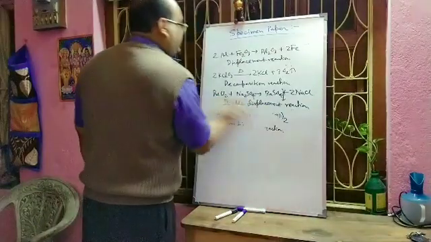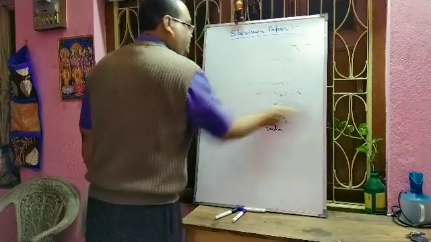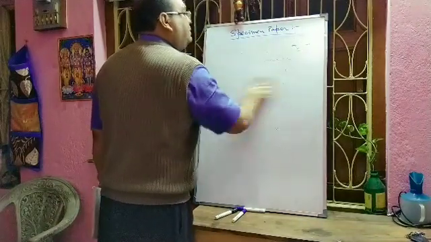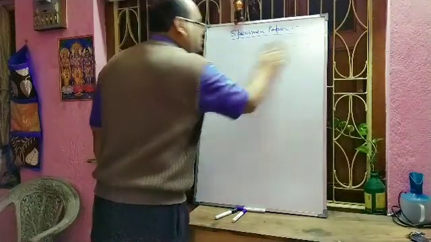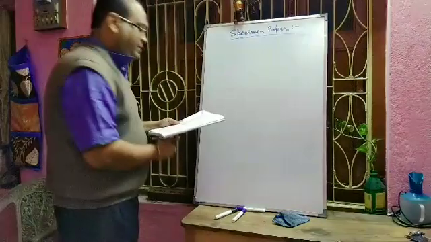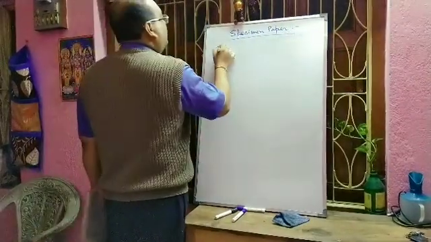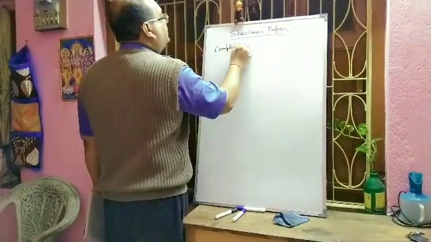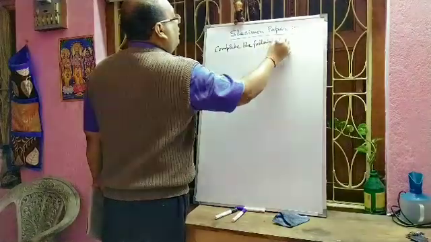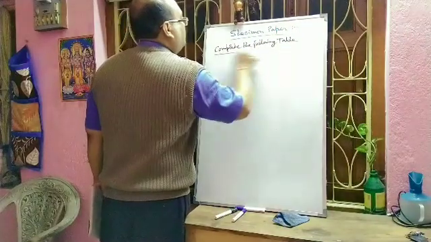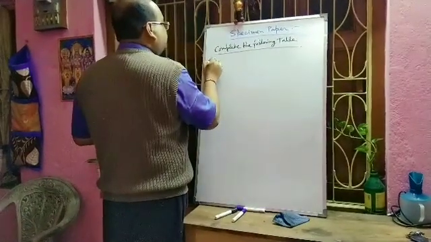Next one, a table is given. Already I have discussed these questions in live classes also, and this video is mainly for those students who are not joining the live classes. Okay, so here it is given, complete the following table. First column is given elements.